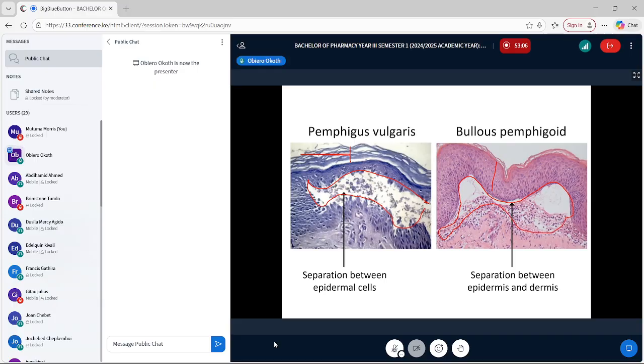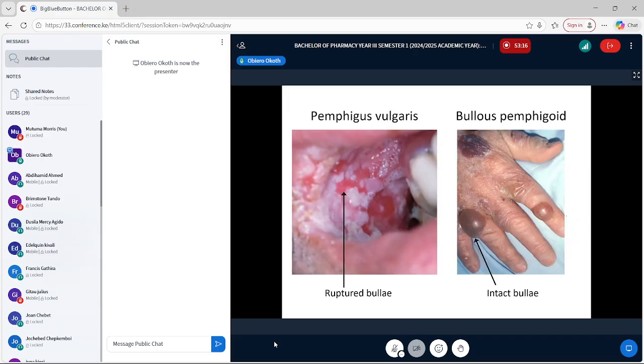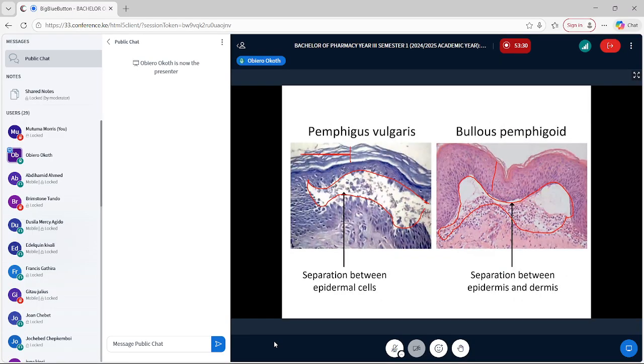This is bullous pemphigoid. So most of the other bullous disorders will fall within the spectrum. Under the microscope, you won't see the epidermis because the epidermis is very thin. The epidermis will come out, but for the bullous pemphigoid, it is intact. This whole epidermis is intact. This is a bullous pemphigoid.